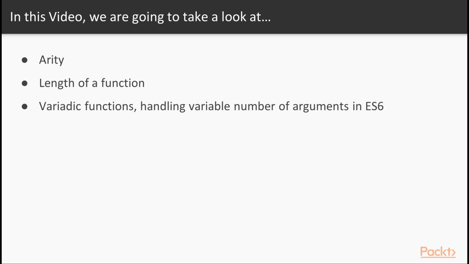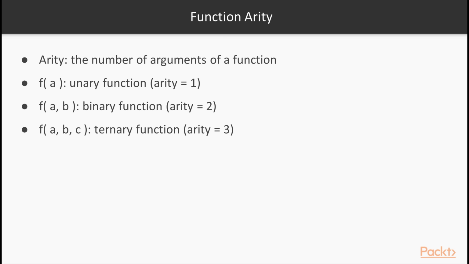In this video, we will cover some basic definitions and JavaScript constructs that we will use throughout the rest of the section. We will first define the arity of a function and discover how to retrieve this arity using the length property of functions. We will conclude this video by introducing Variadic Functions and finding out how to handle and how not to handle variable number of arguments in ES6. Let's start with some definitions.